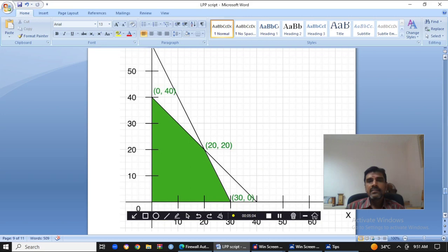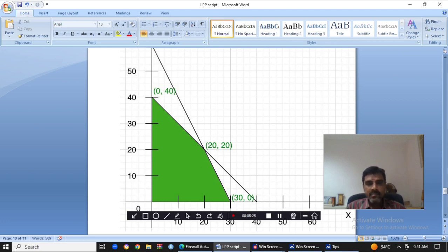Once you find the coordinates, you can draw a graph like this. To draw the graph you can take a scale, and your scale depends upon the values. You draw the lines. After drawing the lines, you find the common feasible region for both the lines.